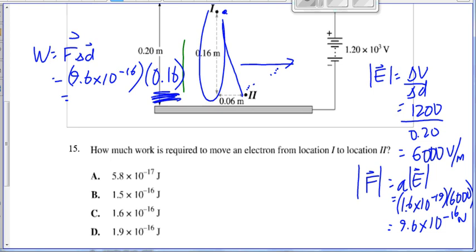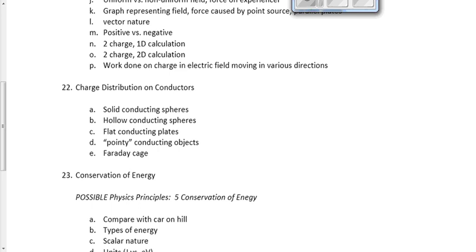We're not going to spend very much time on topic 22 at all. Just to remind you that if you have a uniform surface, doesn't matter what the shape of it is, the charges will be evenly distributed on the outer surface.